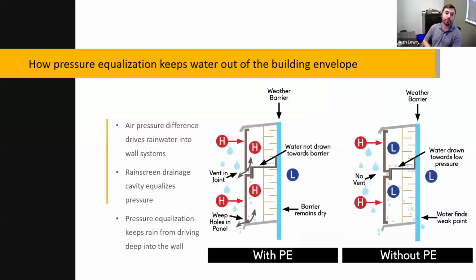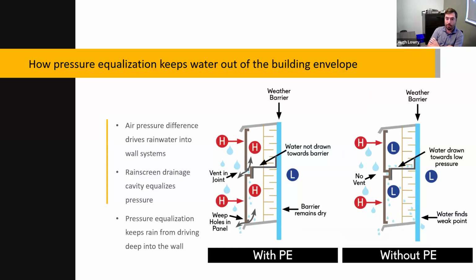So, getting into how pressure equalization keeps water out of the building envelope. All buildings are subject to pressure differences from the wind, basically. Driving winds increase the pressure in front of the panel, and that causes the panels to deflect. That pressure difference also causes the building to draw in water from the outside.